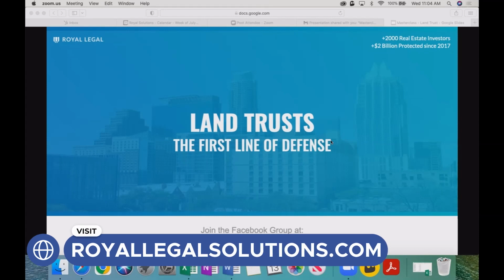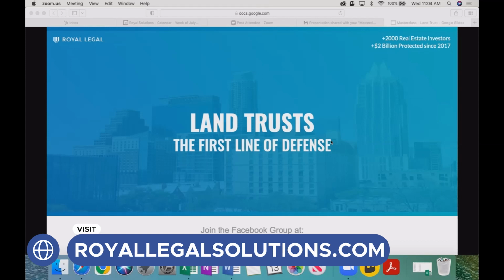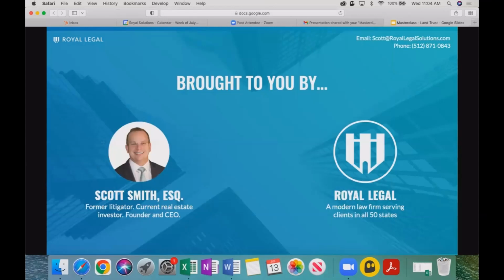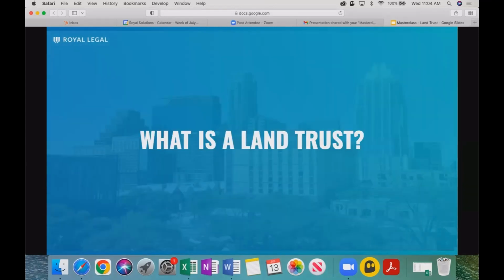So land trust, the first line of defense, kind of as Scott had insinuated, they're not meant to be standalone. They do provide anonymity on their own, but that's about as far as they go, hence the tagline. Okay, so what is land trust?